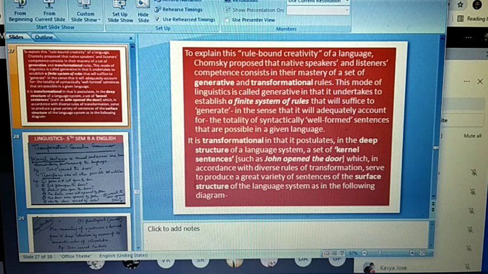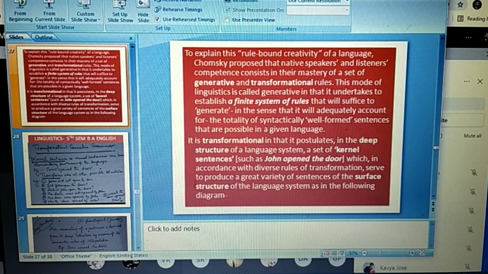നമ്മളൊരു ഭാഷയിലെ ഏറ്റവും ബേസിക് ആയിട്ടുള്ള ഒരു കൺസ്ട്രക്ഷനാണ് നമ്മൾ കേർണൽ സെൻറ്റൻസ് എന്ന് പറയുന്നത്. ലൈക്ക് SVO, subject, verb, object. That is kernel sentence.